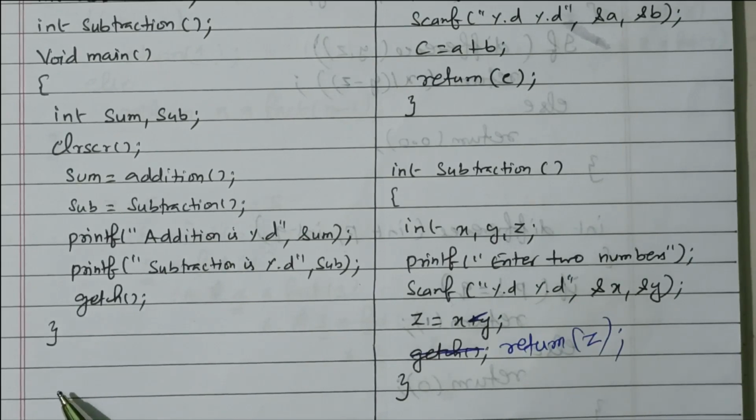So in this video we discussed the fourth type of function prototype, function without any arguments but with a return value. We are not sending any value to the function, but the function will return a value.